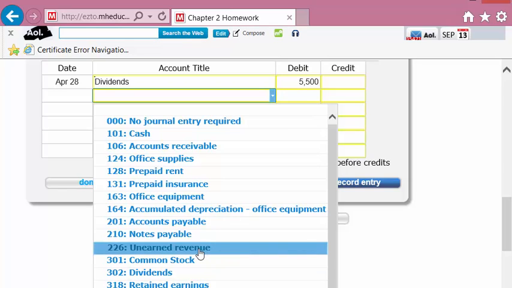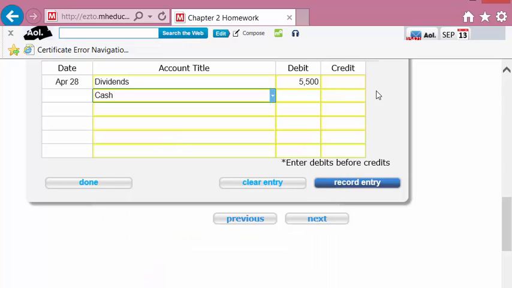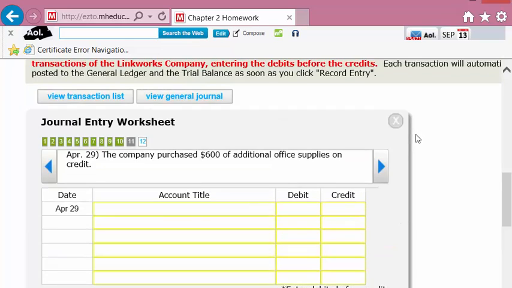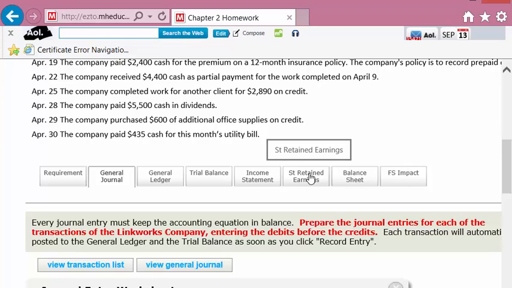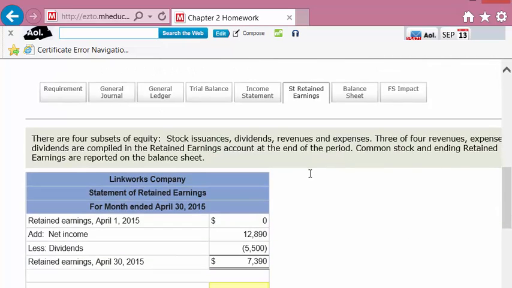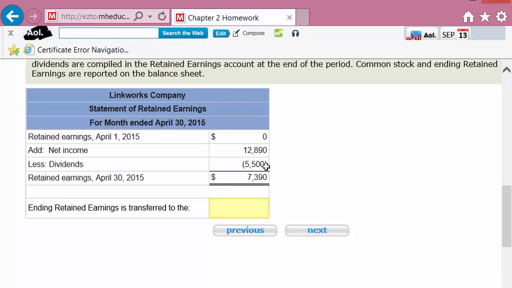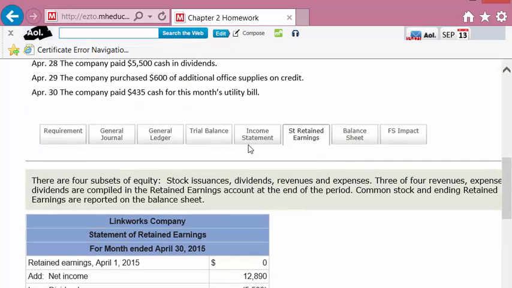We paid them a cash dividend, didn't we? Good. Nice. Record entry. Okay, now go up. Okay, there's the dividend, right? Dividend reduced my retained earnings, right? Okay, where else did that transaction show up? The other side of that transaction, which financial statement did it hit?